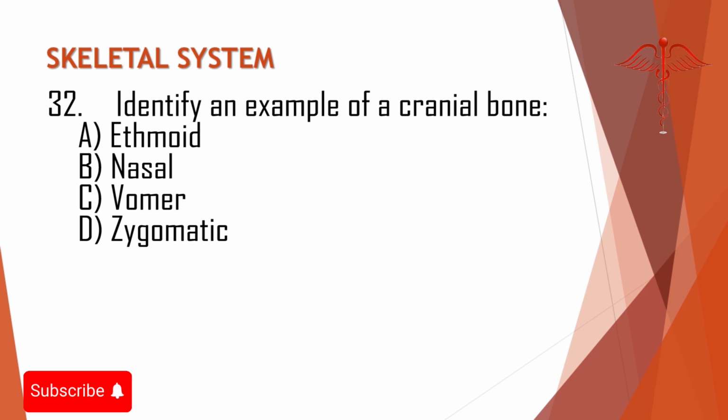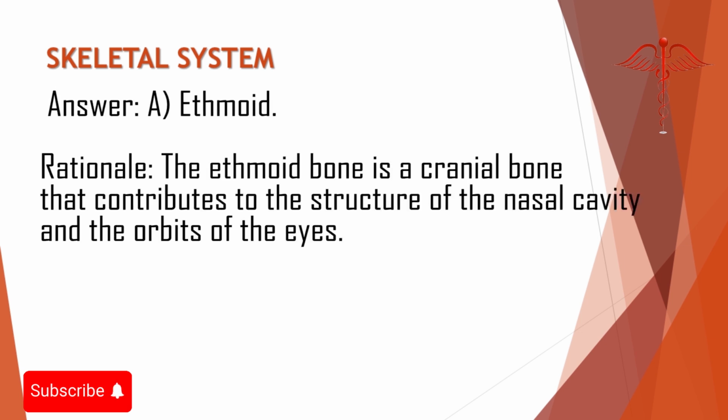32. Identify an example of a cranial bone. A. Ethmoid. B. Nasal. C. Vomer. D. Zygomatic. Answer: A. Ethmoid. Rationale: the ethmoid bone is a cranial bone that contributes to the structure of the nasal cavity and the orbits of the eyes.